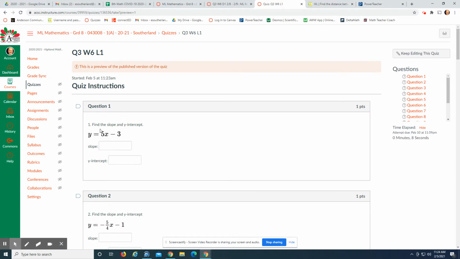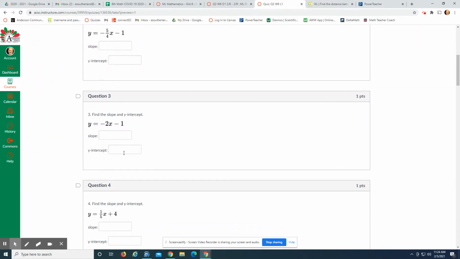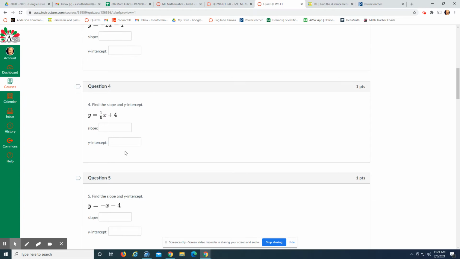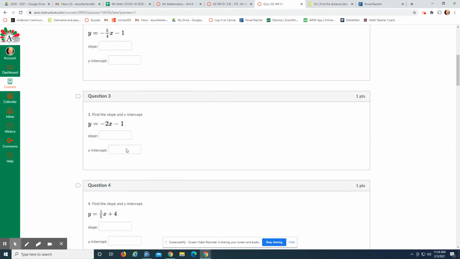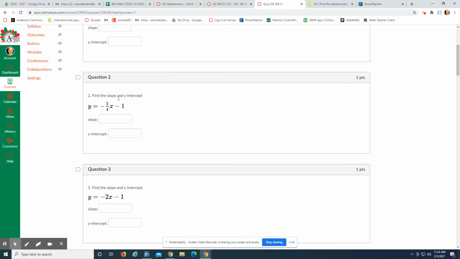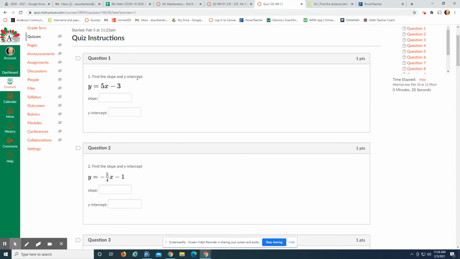The first 5 questions are the same type. It says find the slope and the y-intercept. The slope is always going to be the number right in front of x. So for this problem, the slope is 5.